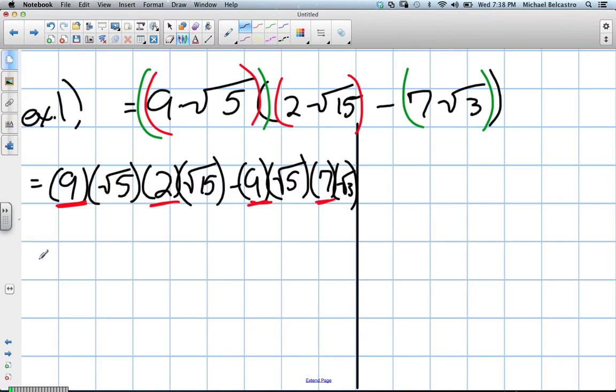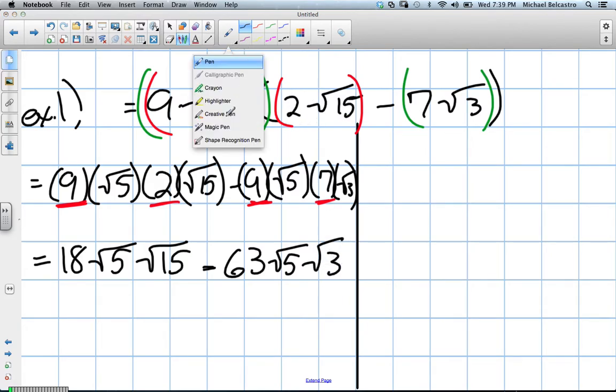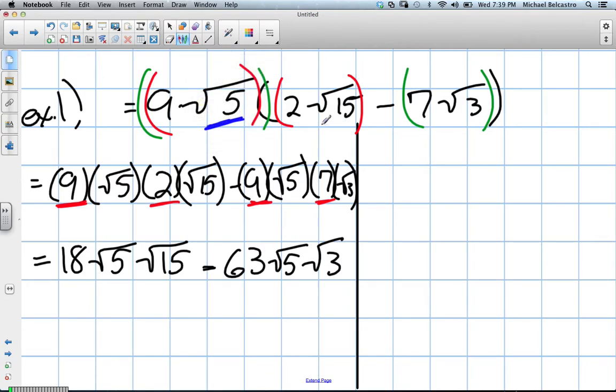Okay, so let's make this a little easier. 9 times 2 is 18. And I'm going to drop the brackets. We're going to be left with root 5 times root 15. The other one, we have 9 times 7 is 63. And we're left with root 5 and root 3. Okay? Now, before I go on from here, I'm going to show you another way we could have done this. I could have actually multiplied the roots themselves.